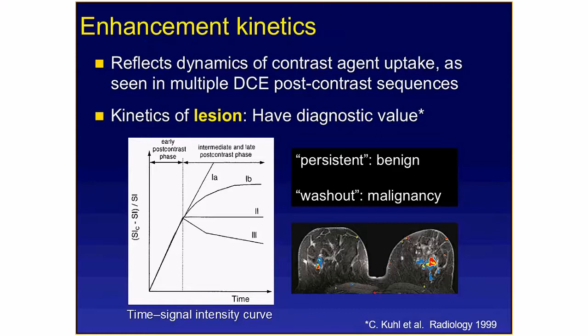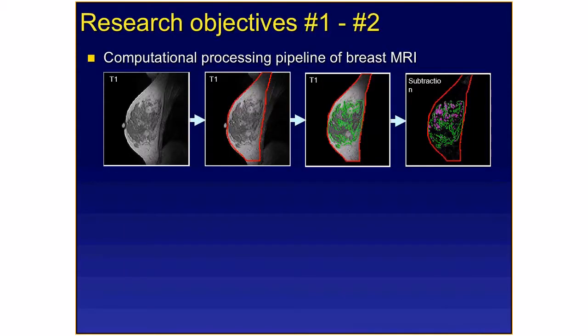For the kinetics, we know it reflects the dynamics of contrast agent uptake. It has been used in the clinic to do the diagnosis. For example, different shapes of the curves can indicate whether it's benign or malignant. This has diagnostic value for lesions. But how about for the normal tissues? There are no lesions found, just normal parenchyma tissues. So we also look at the kinetic features for that part.